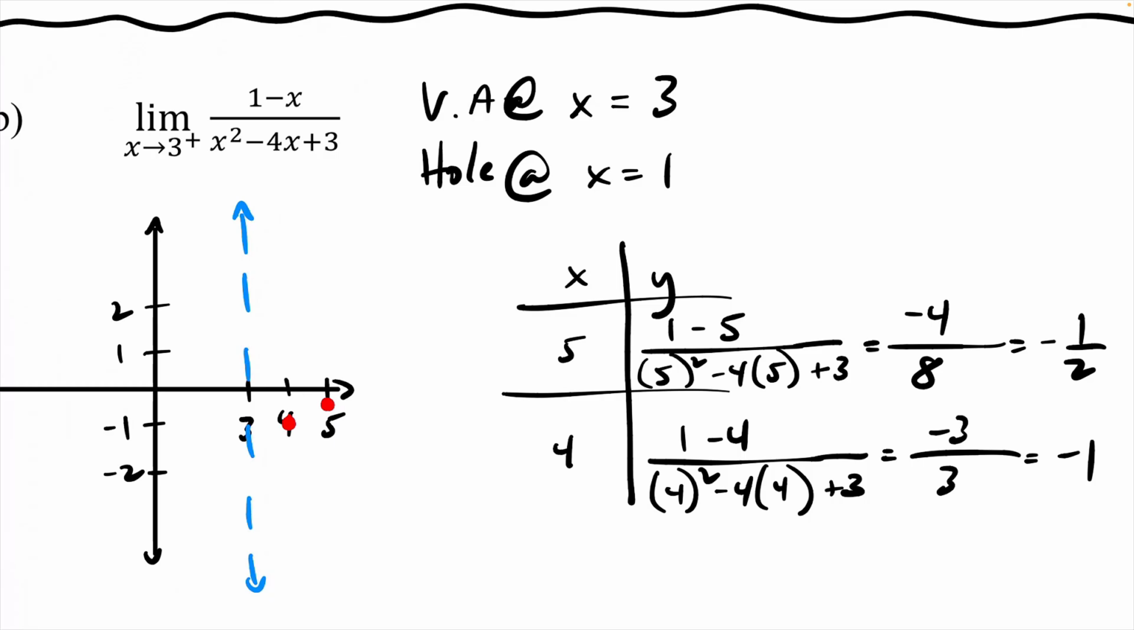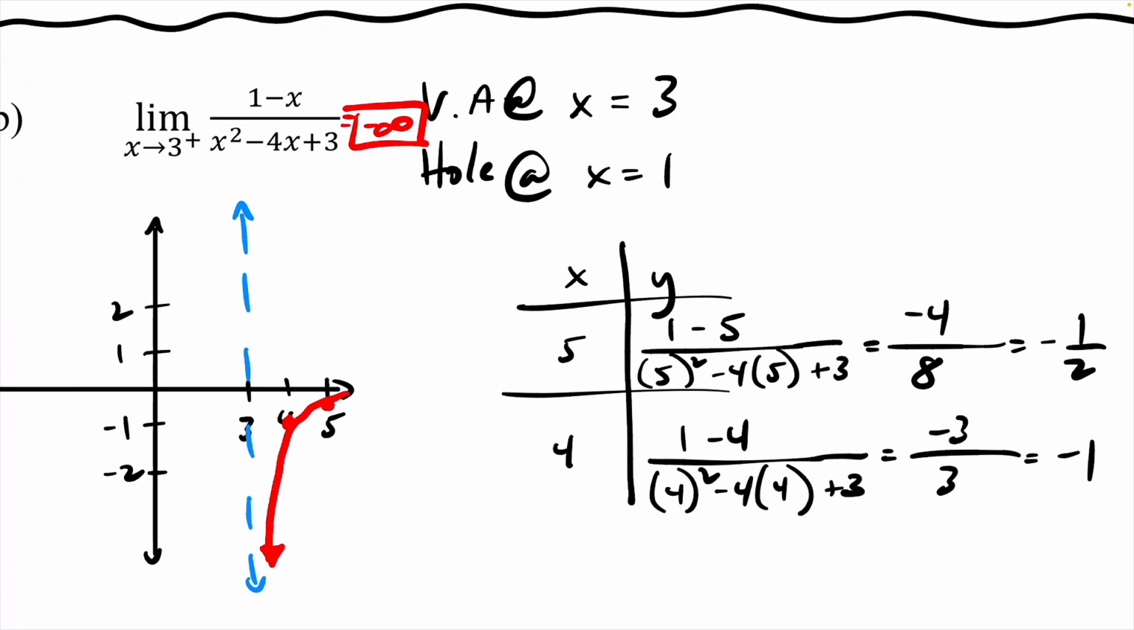So as we went from the left and got closer and closer to the asymptote, are we going up or down? Down. Yeah. So that means negative infinity. Okay?